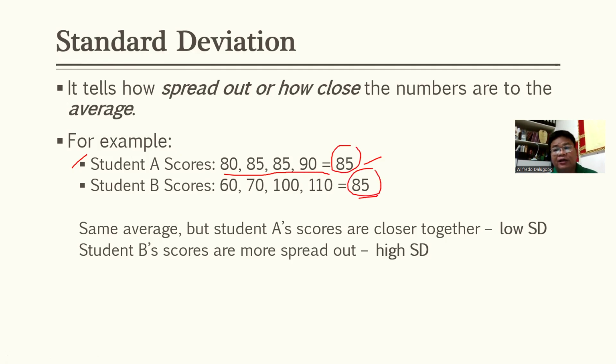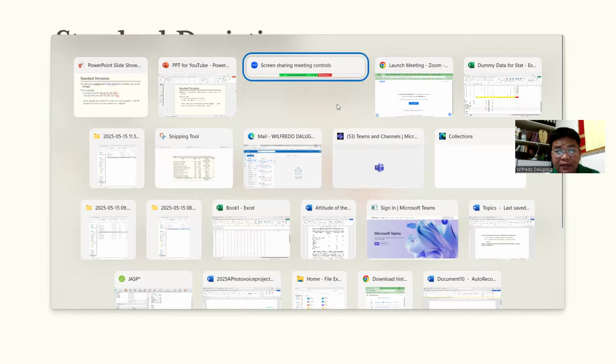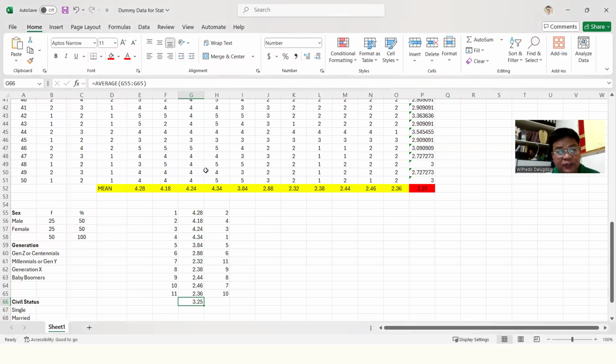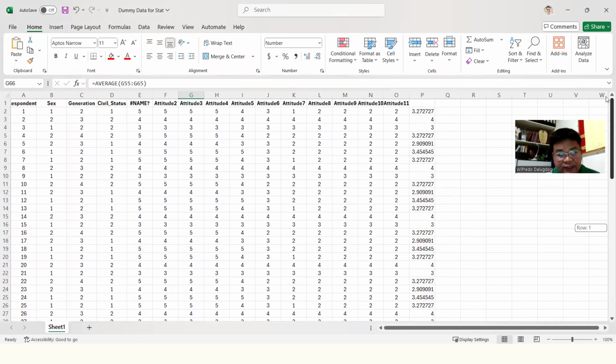However, with regards to the student scores, when you look at it, you can determine how spread out or how close their scores are when it comes to their examination. And then let me share with you again my dummy data on how to compute the standard deviation using Microsoft Excel.